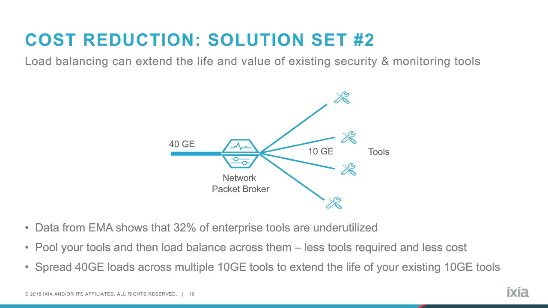Another example is to pool your tools in one location and feed them data they need from a packet broker. Some architectures use individual tools spread out across the network. This may have some minor access advantages, but these tools are often underutilized. A 2016 survey from EMA shows that 32% of enterprise tools are underloaded, and that means that they're less than 50% utilized. Tool centralization and load balancing allows you to pool your tools and increase this utilization by using fewer tools. A byproduct is that you can often postpone purchases of additional tools until the utilization factor is high enough to warrant additional tools.